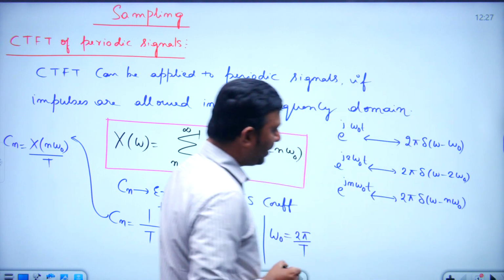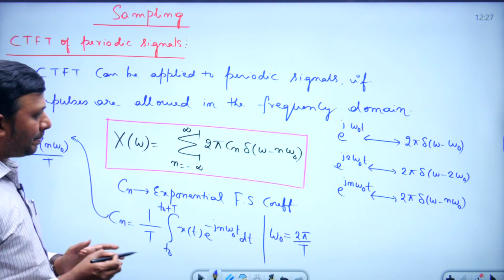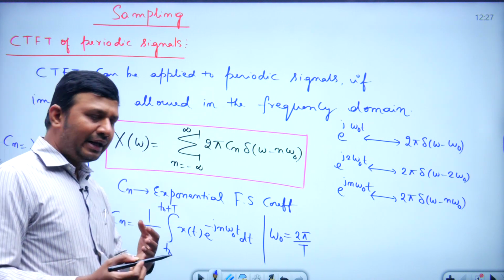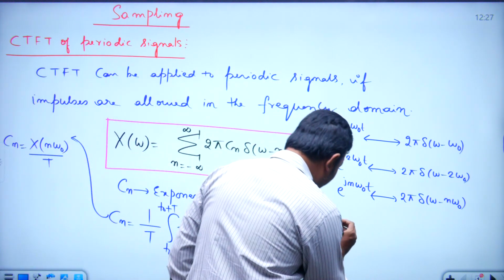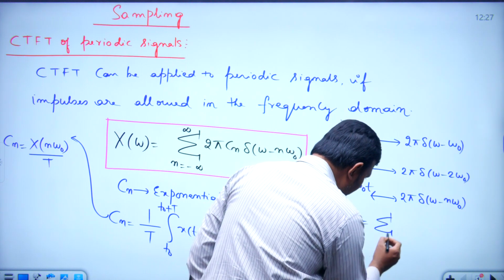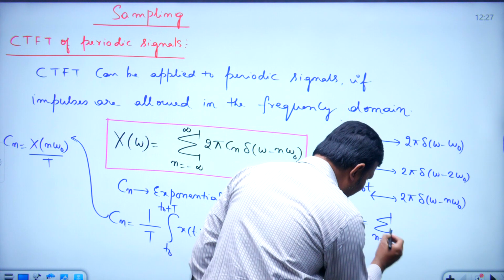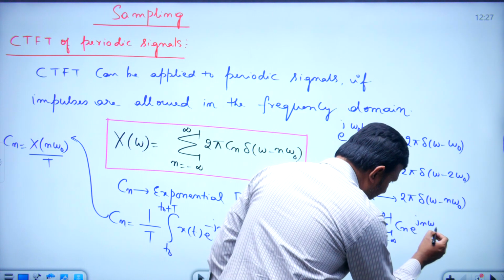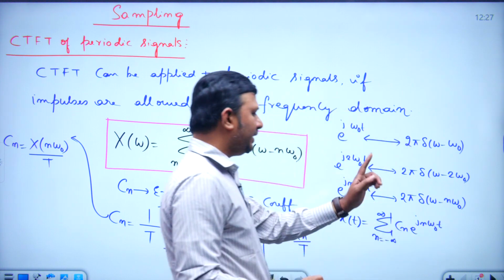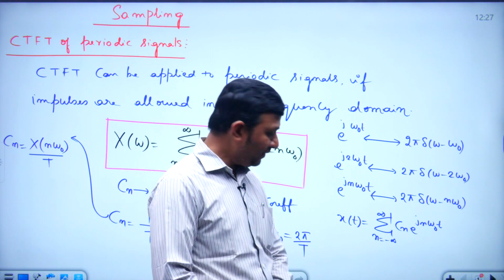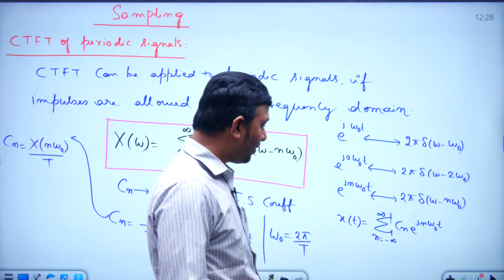And we know that periodic signals can be represented using Fourier series, and in particular if I take the exponential form of Fourier series, it is given like this: summation n varying from minus infinity to infinity Cn e power j n omega naught t, where Cn is the exponential Fourier series coefficient. Now what happens if I apply Fourier transform on both sides?